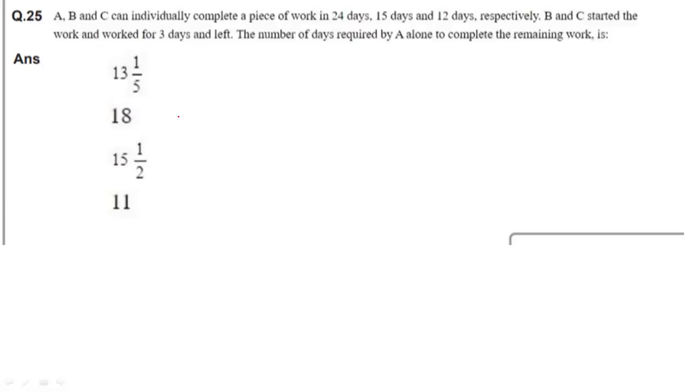A time and work question is being given. A, B, C can do the work in 24, 15, 12 days. B and C start the work and worked only for 3 days. Then what is the number of days A alone needs to finish the work? So let us say A takes X days, with 24 days efficiency. B worked only 3 days out of 15, so he completes 1/5 of the work. C worked for 3 days out of 12, so he completes 1/4 of the work. All of them together complete one work.